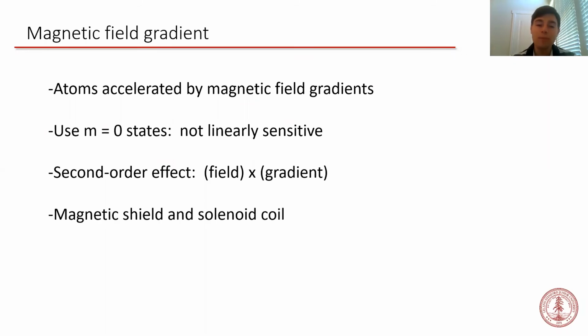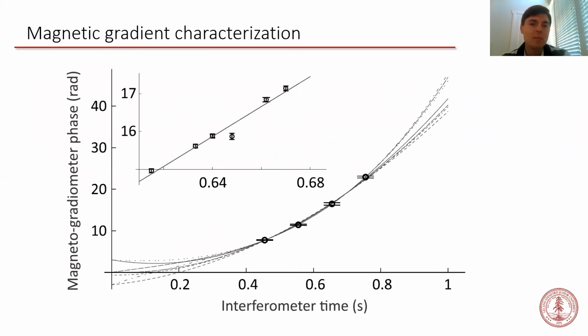To make these smaller, the interferometer is surrounded by 3 layers of mu metal that act as a magnetic shield, and a solenoid coil inside the shield ideally creates a uniform bias field in the interferometry region. To measure the residual magnetic field gradient, we use a magnetically sensitive rubidium-87 interferometer in the m equals 1 state. This plot shows the phase difference between an m equals 1 interferometer and an m equals 0 interferometer as a function of the interferometer time.